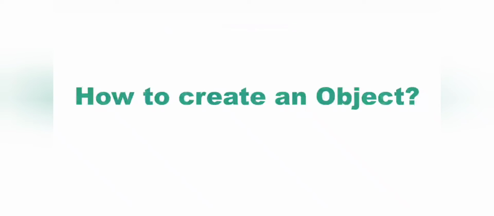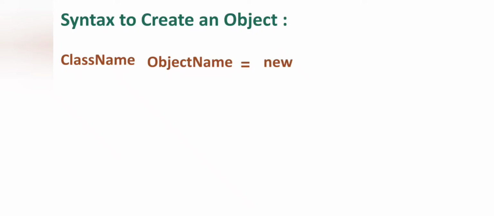Now let's move on to the next point, how to create an object. We have discussed earlier that an object is an instance of a class. That means an object is a result that we get from a class. So to create an object we can use the following syntax. First we have to write the class name, followed by the object name that we have to create, and next to the object name there will be an equal sign, followed by the new keyword. The new keyword is used to create an object. It is a predefined keyword that Java provides us to create an object.